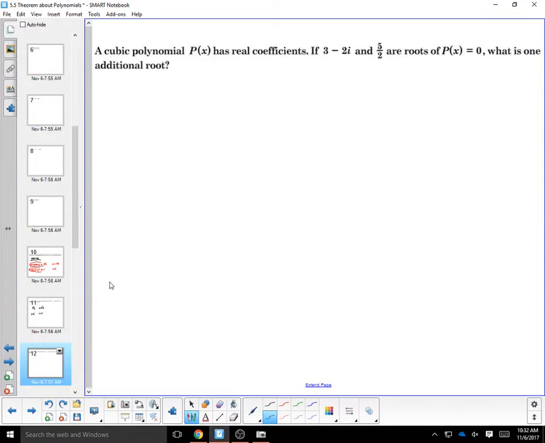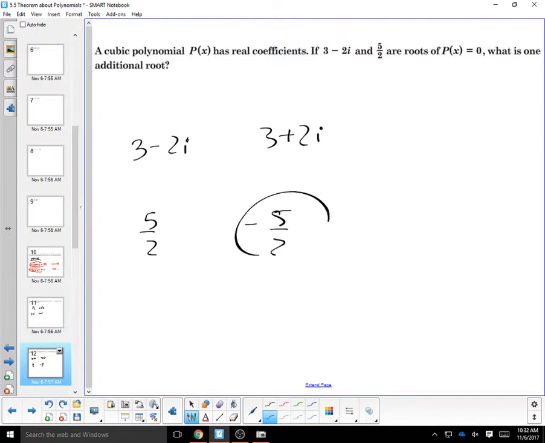Okay. This says you've got a polynomial p of x, and 3 minus 2i is one of the roots, and so is 5 halves. What are the other roots? 3 plus 2i and negative 5 over 2? No! Negative 2 over 5. Negative 2 over 5? Sorry.